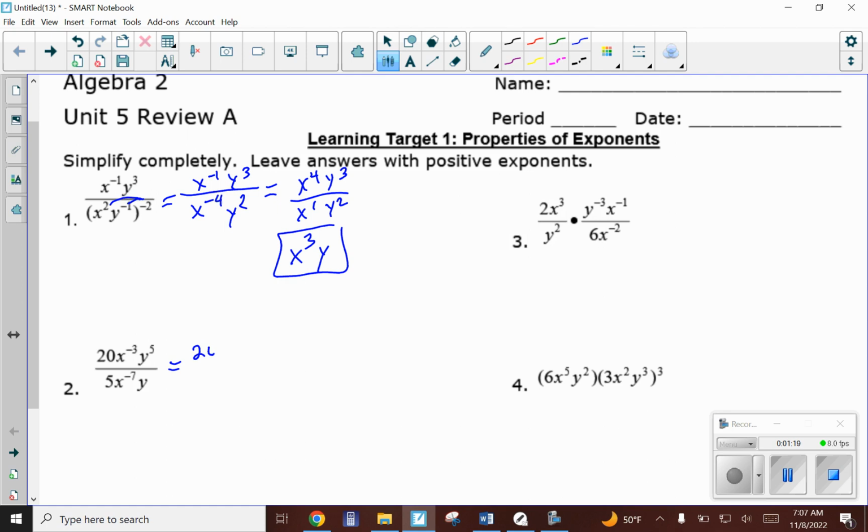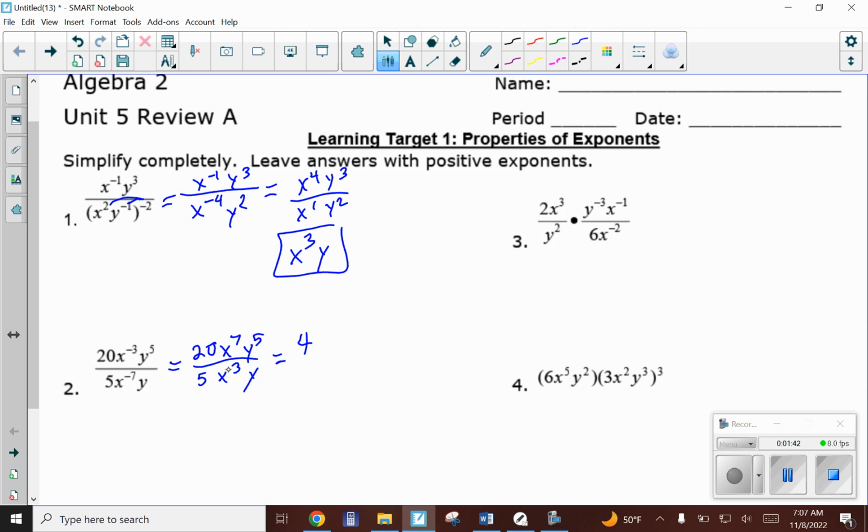So I'll leave the 20 alone for now. And this is going to become x to the 7th, y to the 5th. And this is going to be 5, x to the 3rd, and then y. So now that I have everything positive, I can go ahead and start attacking this problem. So the 20 over 5, we just divide that like normal. So 20 divided by 5 is 4. So that's going to be on top because 20 is bigger.